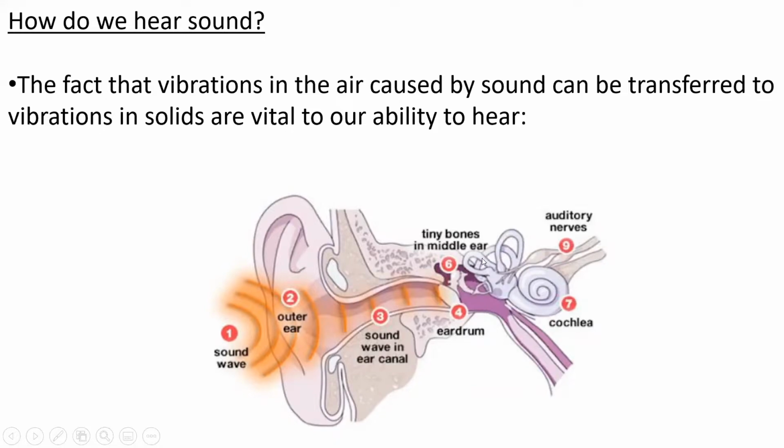Then it enters the cochlea, and these are called semicircular canals as well. We don't need to know all these names at this level, but the cochlea contains tiny hairs and fluid, which pick up the sound vibrations, which then pass them to the auditory nerve, which then passes them to our brain.